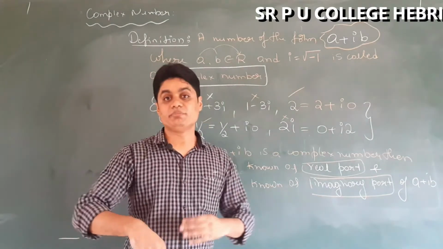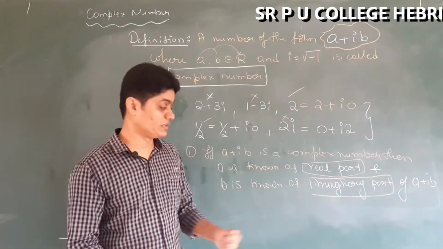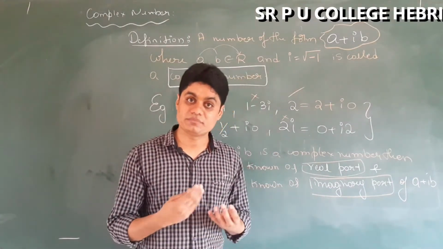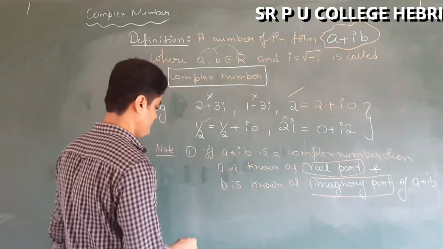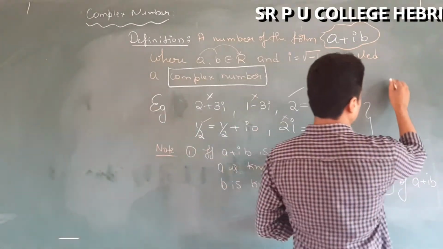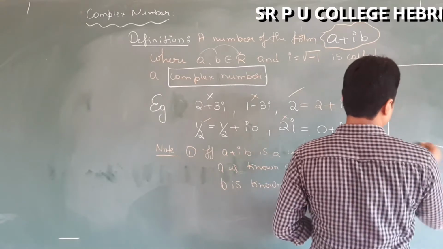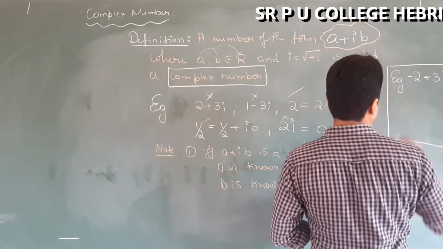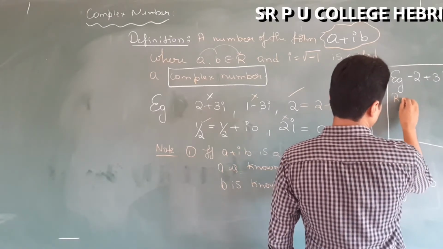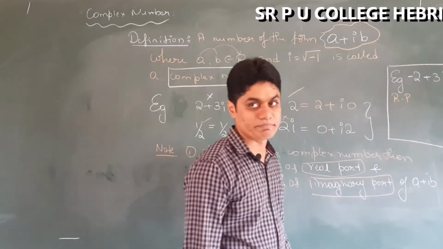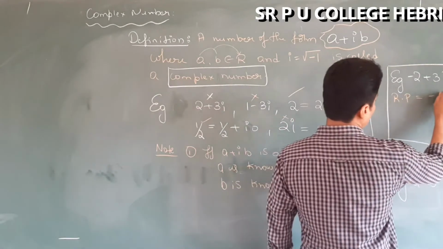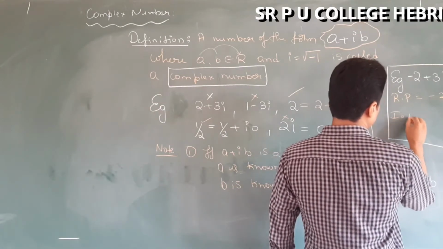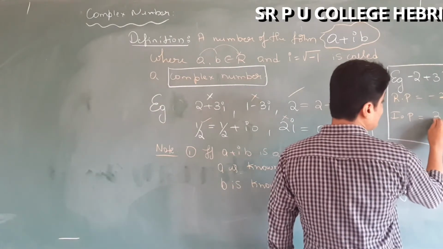Imaginary part is nothing but a real number only. For example, I'll write an example for real part and imaginary part here: minus 2 plus 3i. Tell me what is the real part. We write a short r dot p, real part, in minus 2. Imaginary part, i dot p, 3.